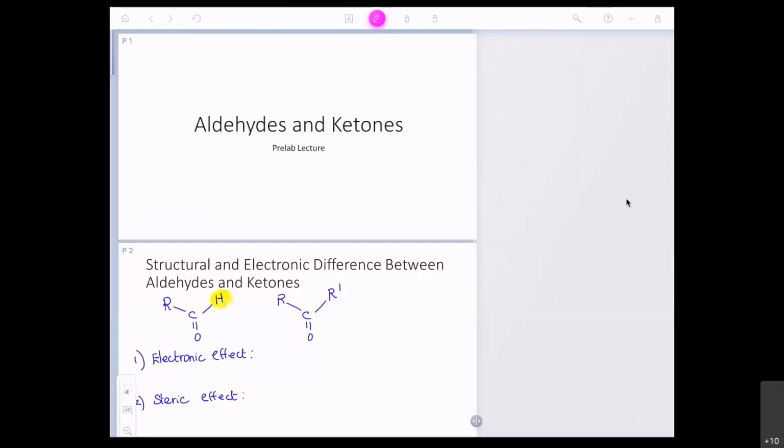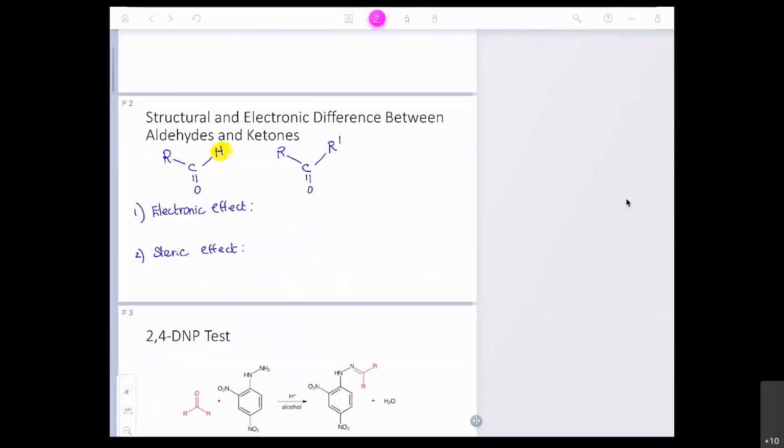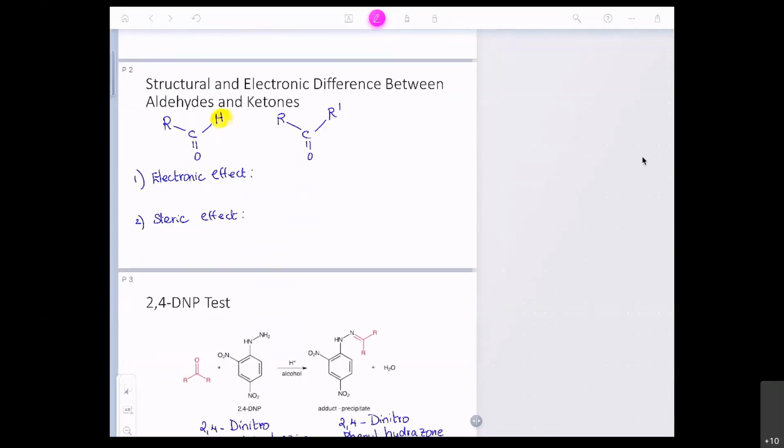So what we will do is get started with some basics. It's going to be structural. We're going to start with the structural and electronic differences, and that's going to logically lead us into the different reactions. So today's experiment deals with different chemical tests that can be used to distinguish aldehydes and ketones.